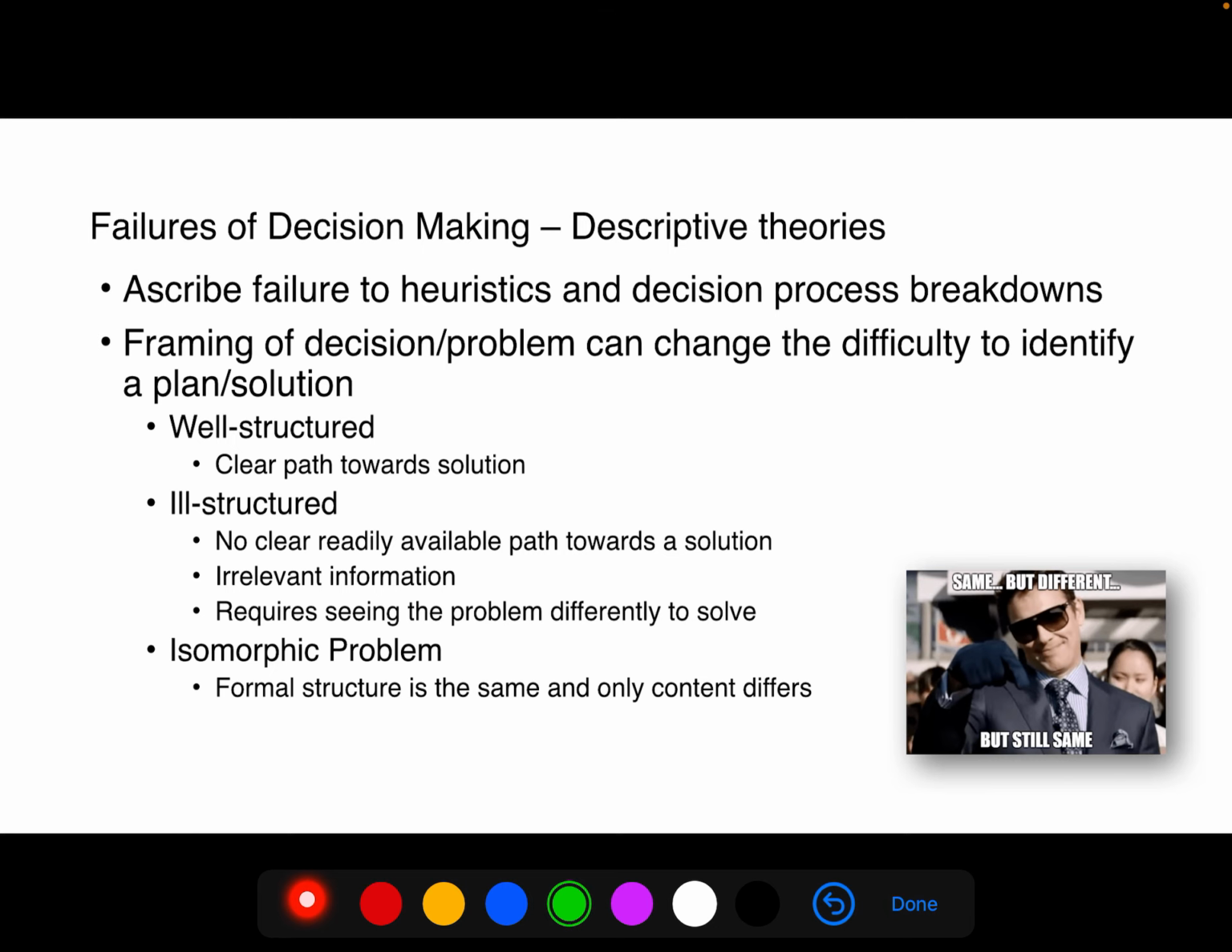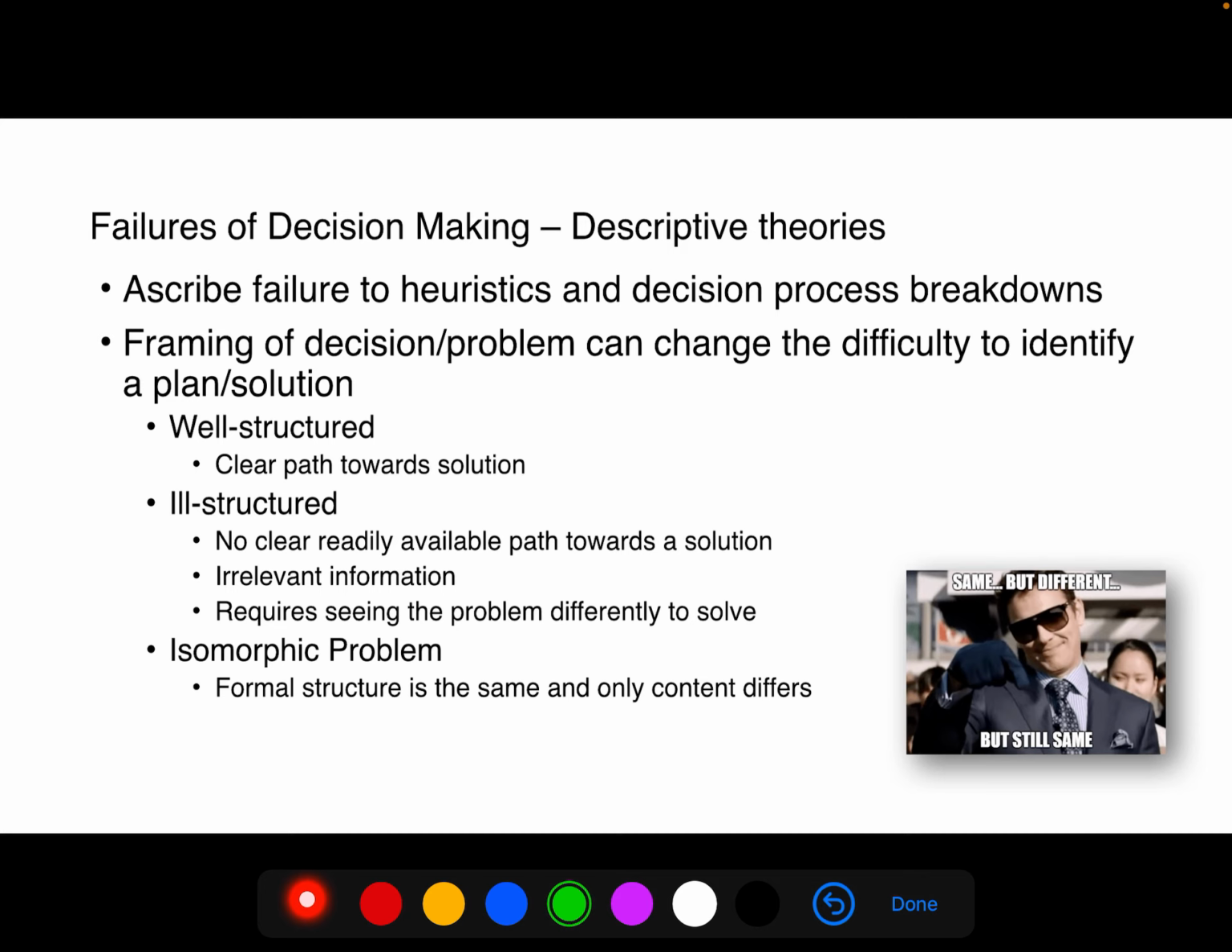Now looking at failures, right? So human errors. What do descriptive theories say about human errors? They'll ascribe failures to heuristics and decision processing breakdowns. The framing is a big issue, and it can change the difficulty to identify a plan or solution.